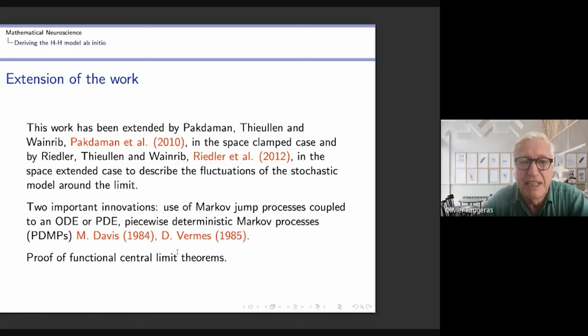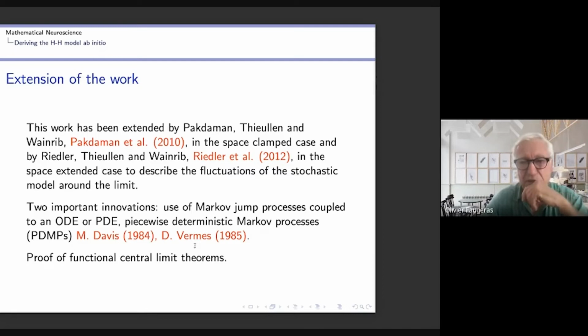As written here, there were two important innovations with respect to Austin's work: the use of Markov jump processes coupled to an ODE or PDE. So that's the famous piecewise deterministic Markov processes, PDMPs, that were described in nice papers by Davis and Wörms in the 80s.